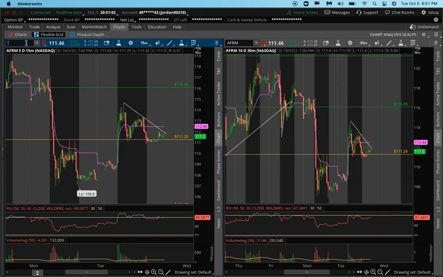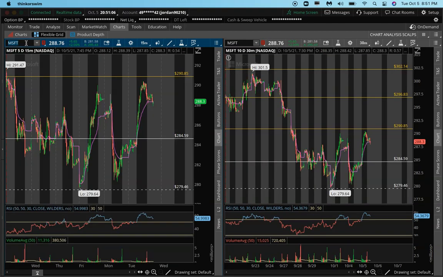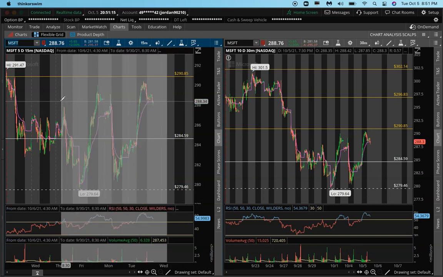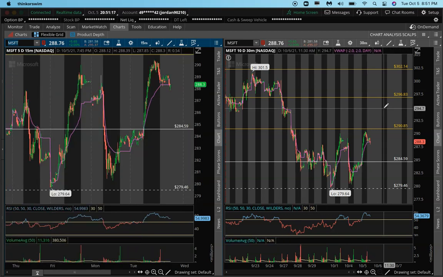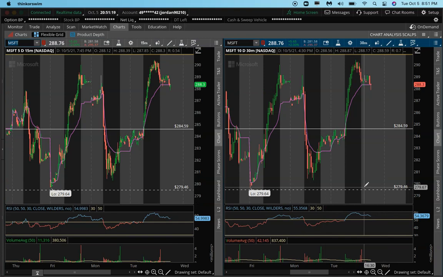Now let's go to Microsoft. So Microsoft was another great play from today. I'll show you guys how I got this level. So the level in the watch list was 284.59. So if I zoom in here on a 15-minute and then I zoom in here on a 30-minute, I am looking for this right here.